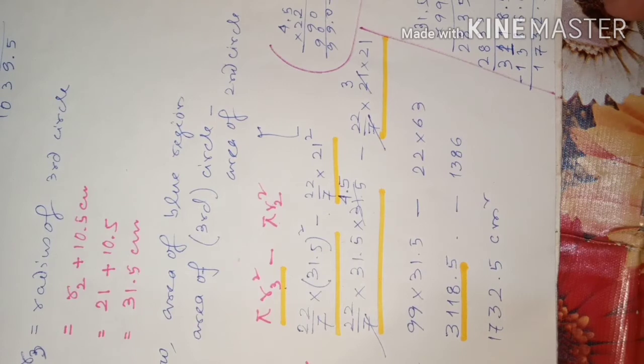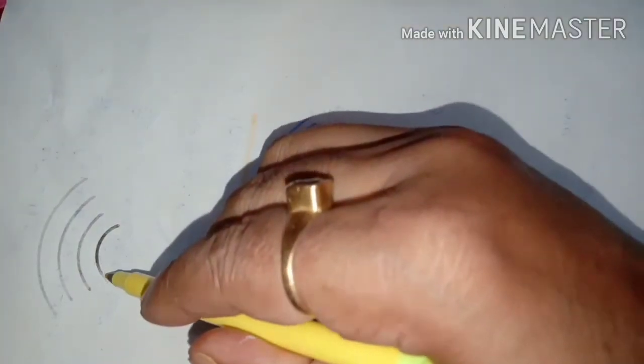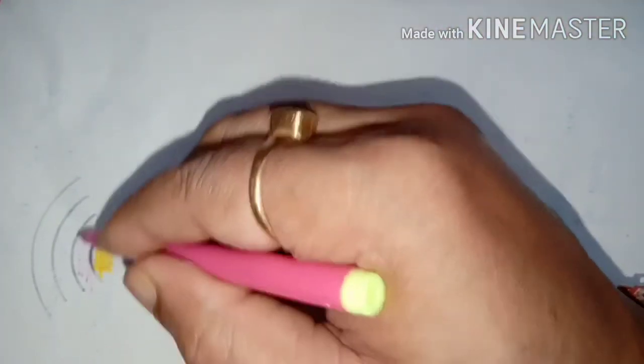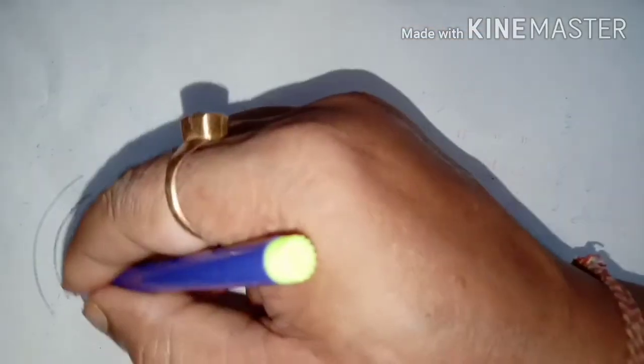Now we'll go to find the area of black region. First one was gold region, next came red region, next came blue region. We have got blue region. Now comes black region. We have to find the area of the black region. So dear students, the next region is black region. We need to find the area of this black region.